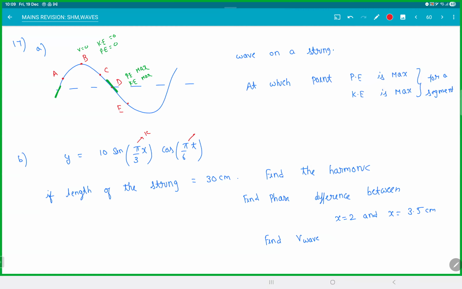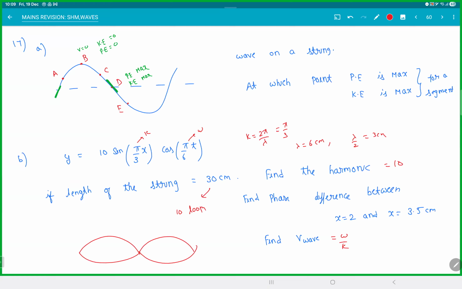What about this guy? This is K, this is omega, so wave speed will be omega by K. Length is 30 centimeters, K will be 2 pi by lambda, which is pi by 3. So lambda is equal to 6 centimeters. So length of one loop is lambda by 2, 3 centimeters. So this 30 centimeters will give you 10 loops. This is the 10th harmonic. And if each loop is 3 centimeters, you kept one point at x is equal to 2 and one point at x is equal to 5. There are alternate loops, so the phase difference is pi. Clear with this?